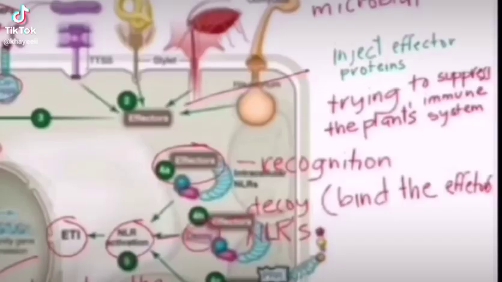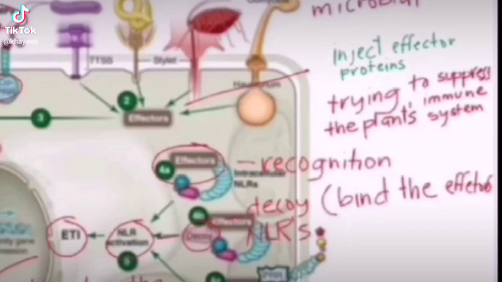Next are the effectors. Effectors are proteins produced by pathogens, bacteria, fungi, viruses, etc., and delivered into the host plant cell. They actually do this by injecting effector proteins. Their primary function is to suppress the plant's immune system, allowing the pathogen to successfully invade and colonize the plant.